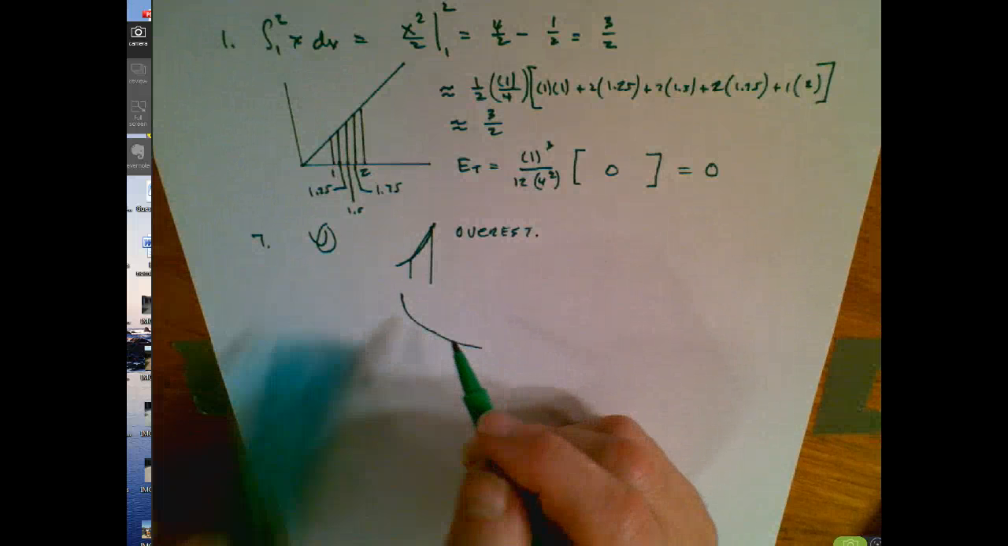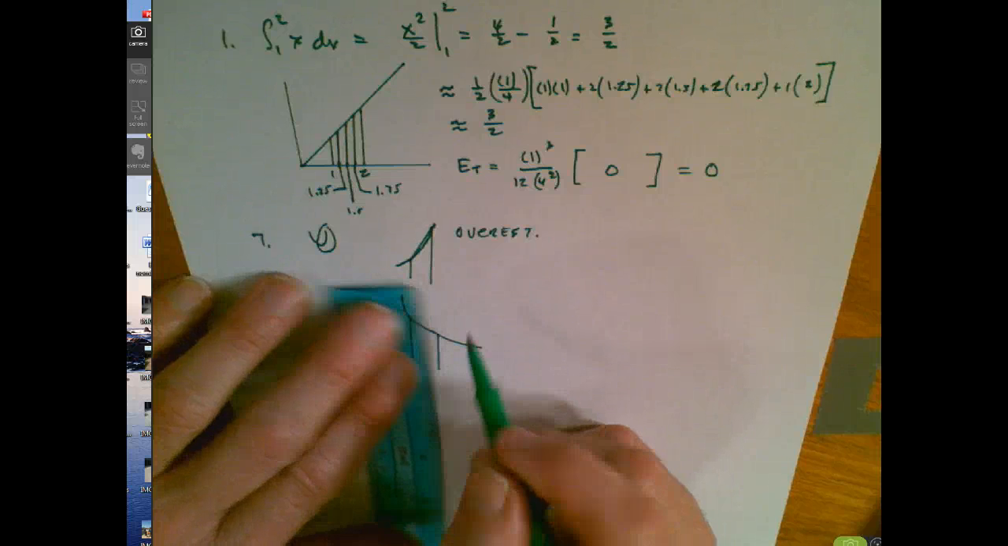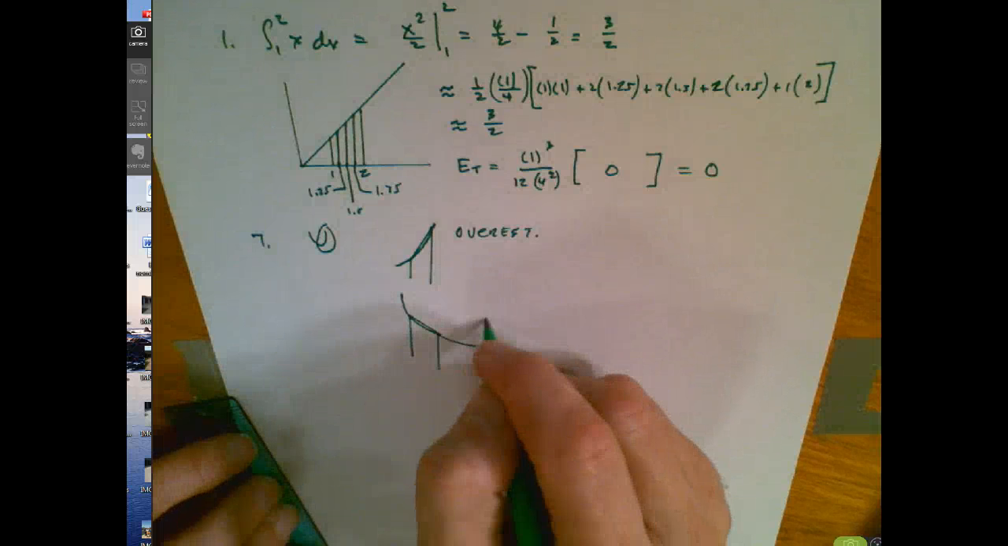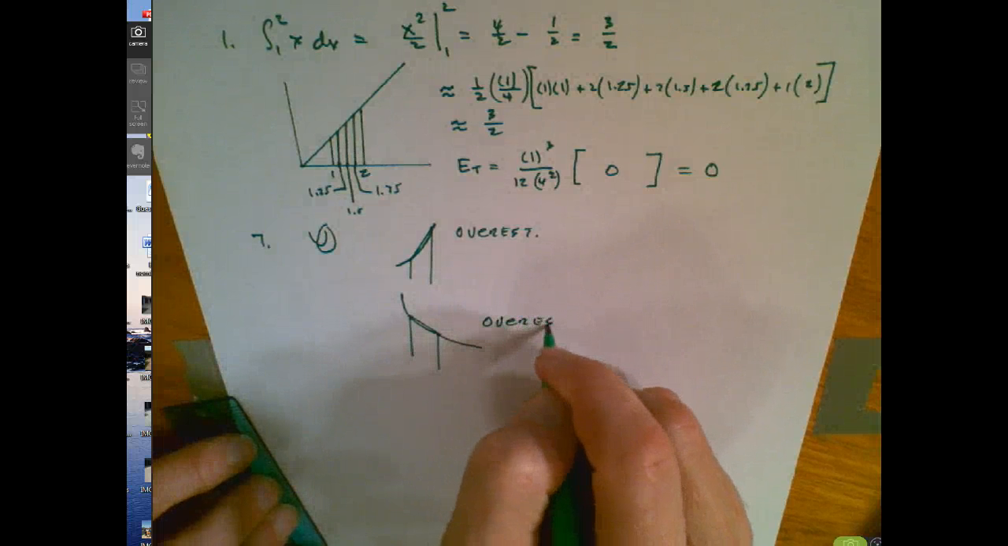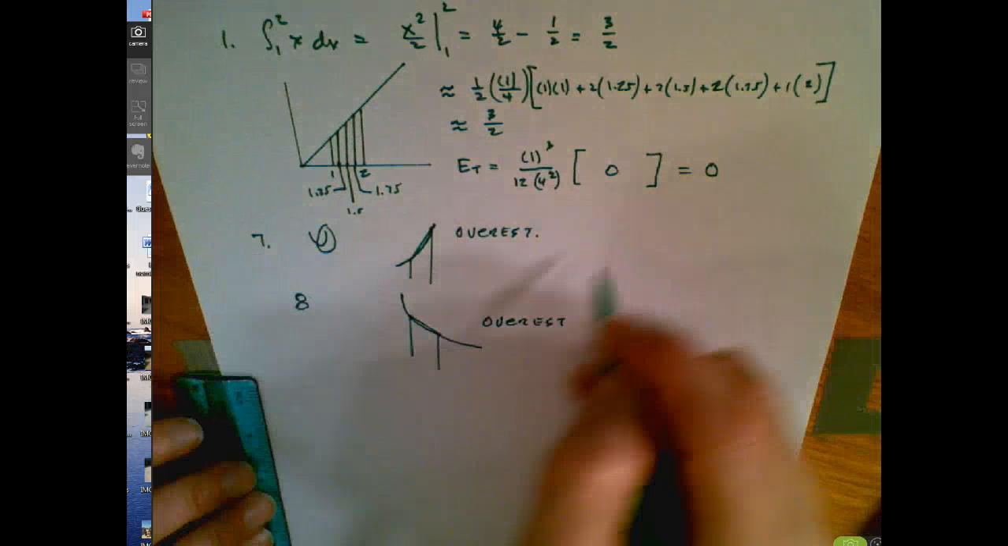So if I look at the trapezoid, I notice in this particular case, again, it's going to be an overestimate. Okay, overestimate. So then this was number 8. Let's do number 9 here.